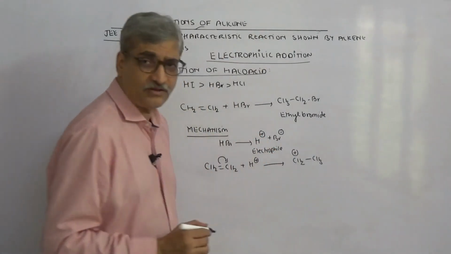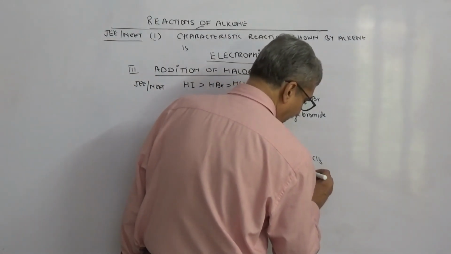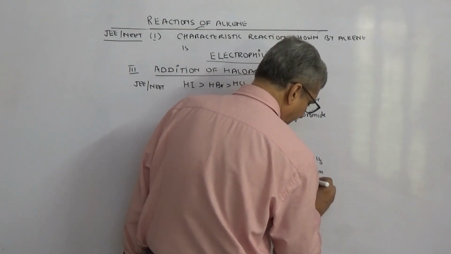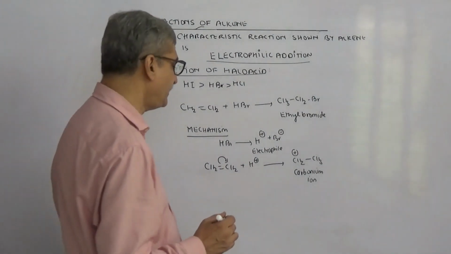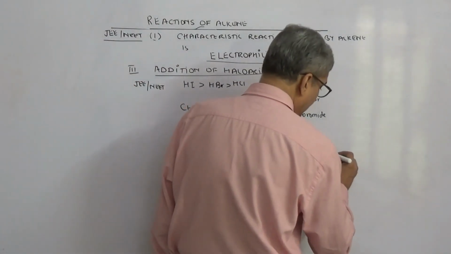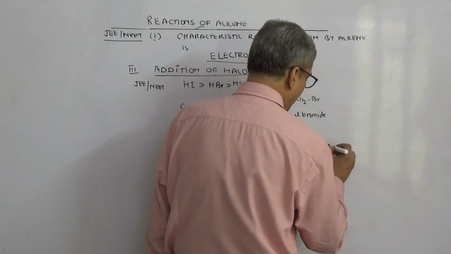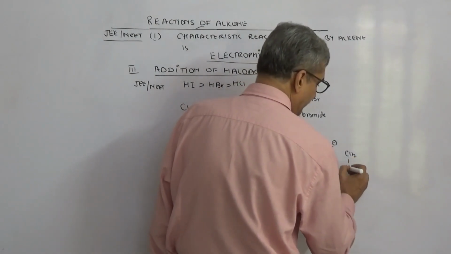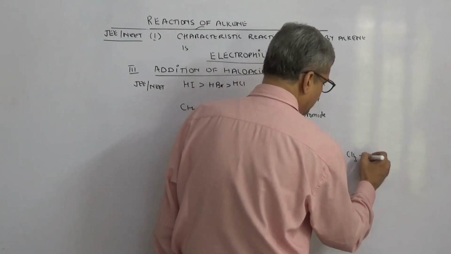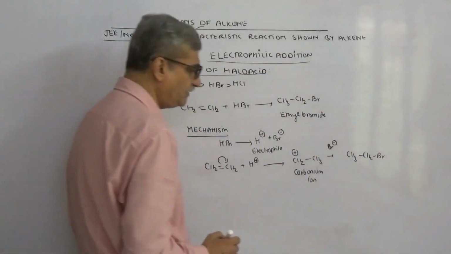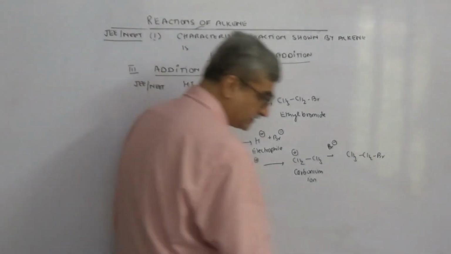So the intermediate of electrophilic addition of a halo acid is a carbonium ion. Carbonium ion means what? A carbon which has got a positive charge. Carbocation or carbonium ion. And now, the Br minus will attack. This is a fast step. So you have CH3CH2Br, ethyl bromide.